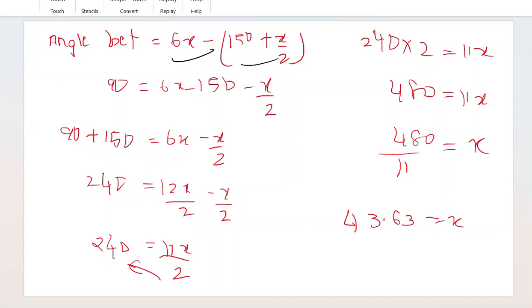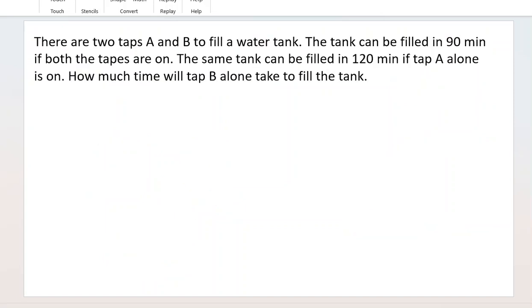Now we move to solve problems other than clocks. Over here there is a problem which says that there are two taps A and B to fill a water tank. The tank can be filled in 90 minutes if both the taps are on. The same tank can be filled in 120 minutes if tap A alone is on. How much time will tap B alone take to fill the tank?